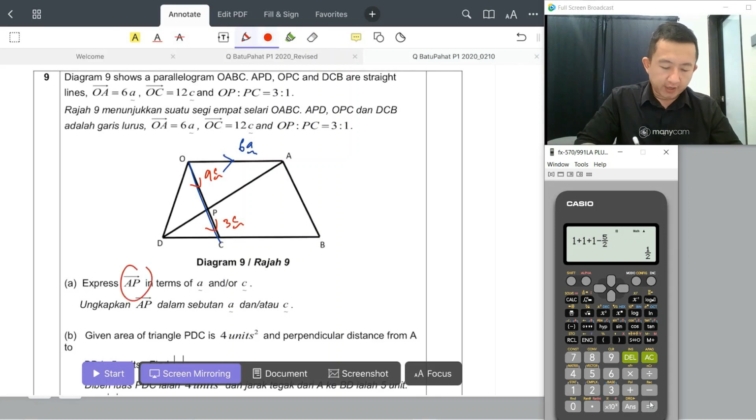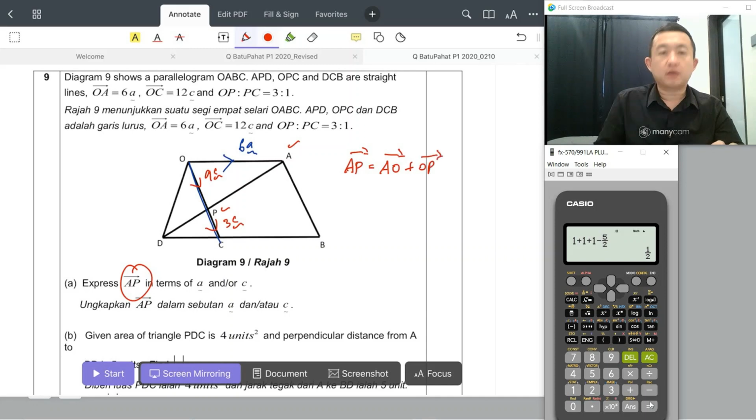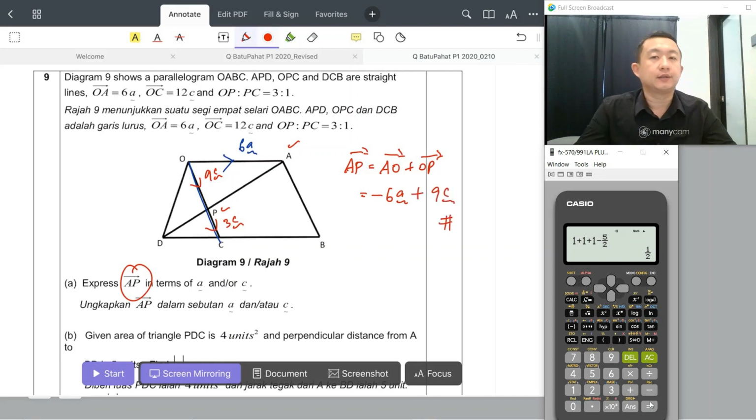And then what we need to find? Vector AP, A to P. So vector AP equals AO plus OP. Can or not? Can. AO is in the opposite direction, negative 6a. OP is 9c. So negative 6a plus 9c. This is the answer. Done.